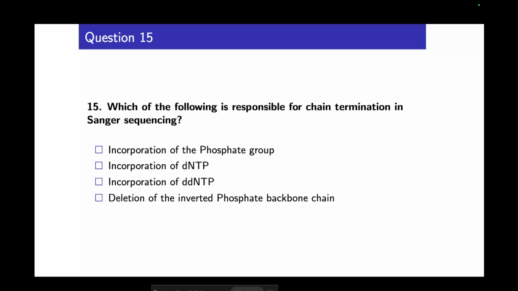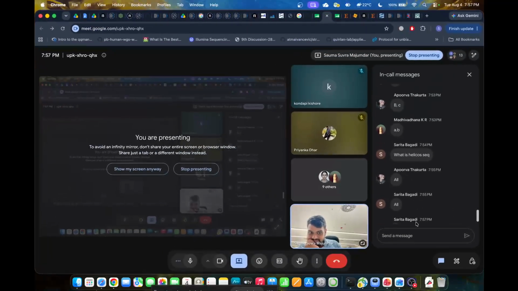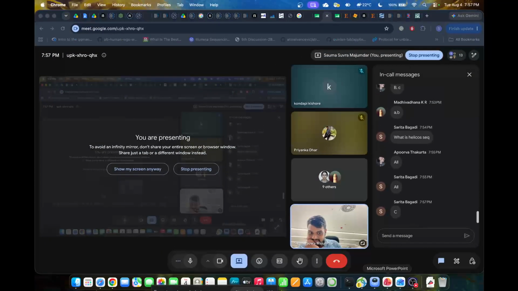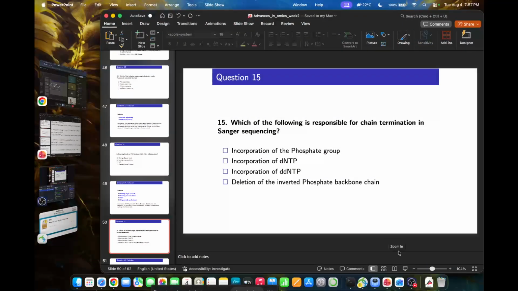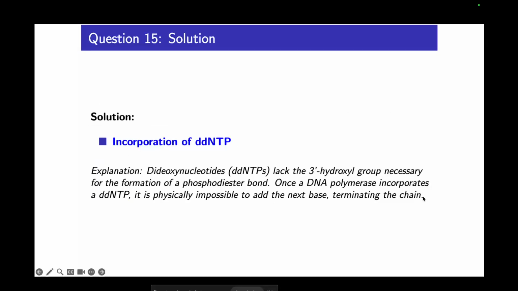This should be quite easy. I'll not wait for the answers; option C is correct. You add the dNTP there, the chain termination occurs. No more dNTP can be added. So that's correct.